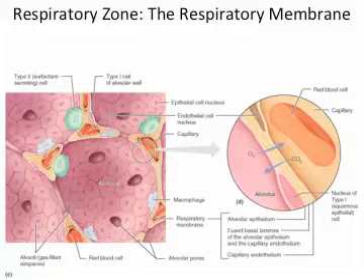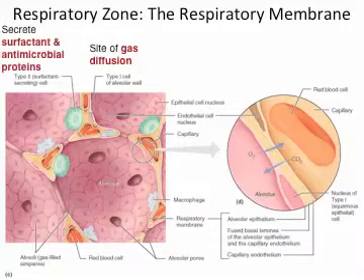For our purposes, a basal lamina is the same thing as a basement membrane, and that basement membrane is shared between the type 1 alveolar cell and an endothelial cell of an alveolar capillary. So that is the site of gas diffusion. That's called the respiratory membrane. And you can see in the cartoon on the right, oxygen is diffusing from the alveolus into the alveolar capillary, and CO2 is diffusing from the alveolar capillary into the alveolus to be subsequently exhaled.